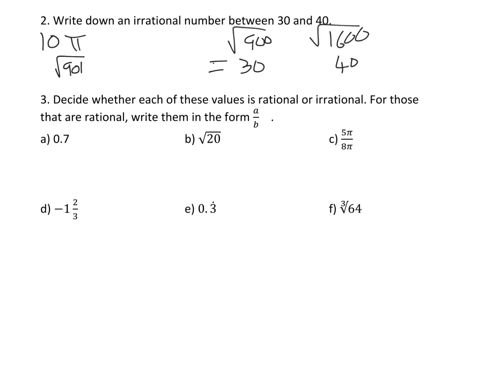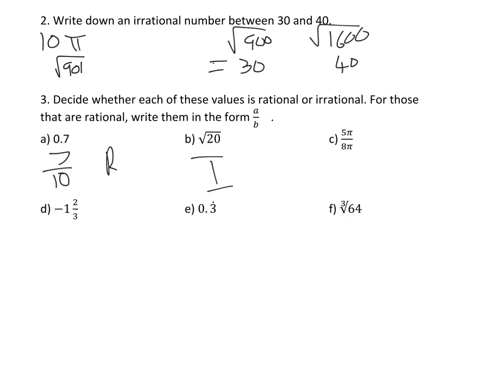0.7, that is 7/10. So I know that's rational. Root 20, I could try, but I can't think of a fraction. There's no way that's going to work. Now this can be simplified. There's a square number inside that, which you'll learn about at a different date. But you can't write it as a number over another number where they're both integers. So because I can't do it, it's irrational.